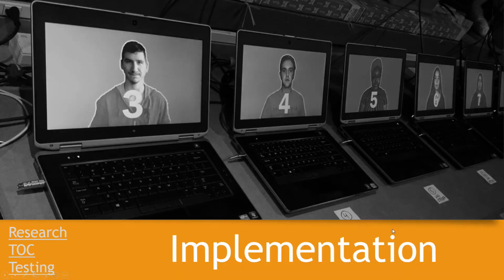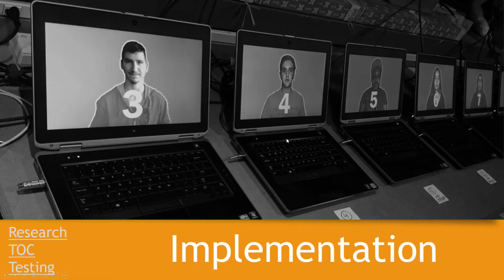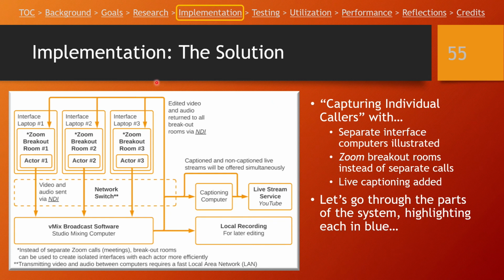So at the end of the previous video, we were looking at this exploratory diagram of a remote performance system that could be used to achieve all the goals that we established at the beginning. This diagram right here is essentially a stripped down version of that.